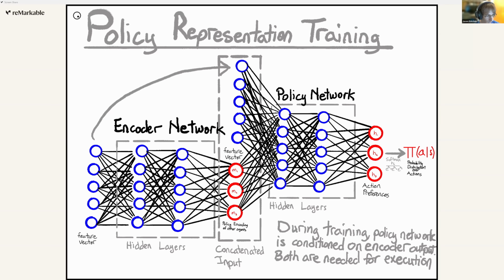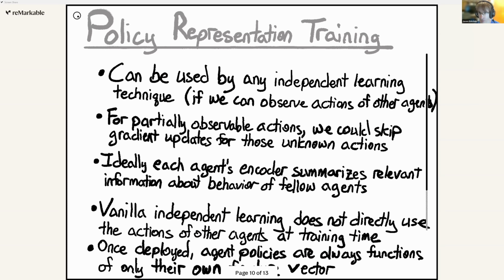Okay. So here, I just have a few bullet points on how this type of training is supposed to work. Because we're just learning these representations, any sort of algorithm where we can observe the actions of the other agents, we could potentially add this to it, where we're just learning this representation.